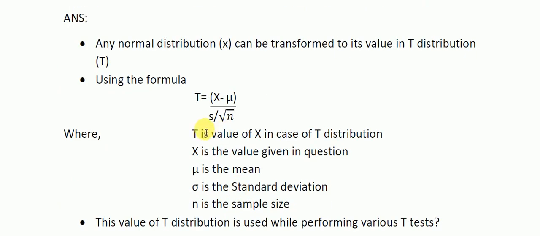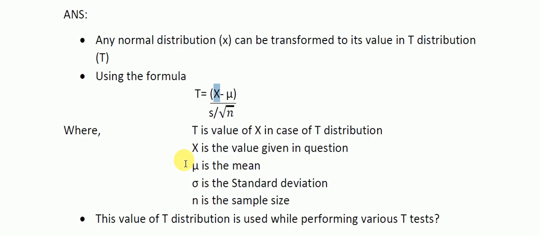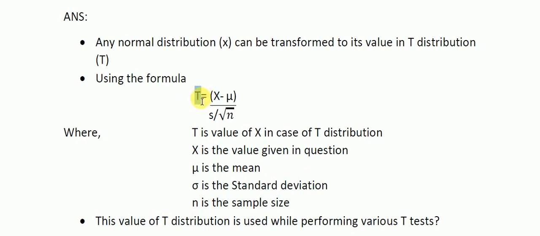So let's see what each one of these variables means. The t is the value of x in case of t-distribution. So normally something is x, but when we are going to use it in t-test, we have to convert it into something called t. So to convert the value of x into t, we'll use this formula. So we'll place the value of x in place of x. So it will be given in the question. Mu is the mean. So x minus mu divided by sigma, where sigma is the standard deviation and n is the sample size. So under root of n.